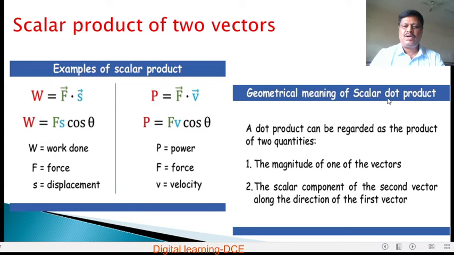What is the geometrical meaning of a scalar or dot product? A dot product can be regarded as the product of two quantities. What are those quantities? First one, the magnitude of one of the vectors, here F, or here in this also F. And the second is the scalar component of the second vector along the direction of the first vector.